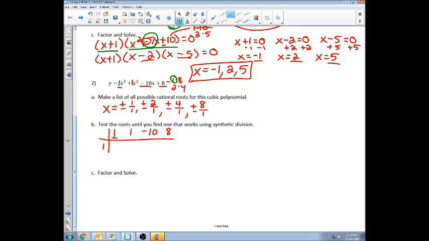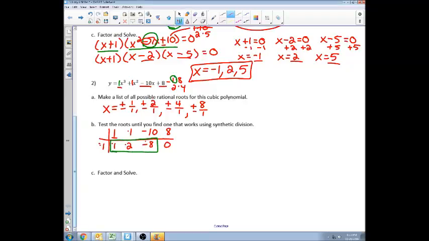I'm going to drop this one down. Now I have 1 times 1 is 1. 1 plus 1 would be 2. 2 times 1 is 2. 2 plus 2 minus 10 would be negative 8. Negative 8 times 1 would be negative 8. Negative 8 plus 8 would get me 0. So 1, 2, and negative 8 will work.